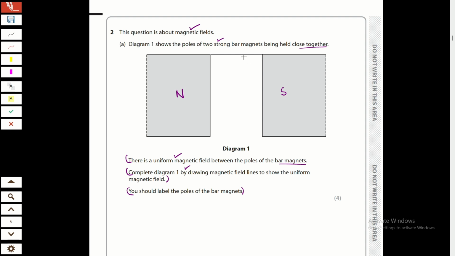So that's the first horizontal line, and we will have to just copy them, and we will have to place these lines at equal distances. Make sure you place these lines at equal distances. The lines must be drawn at equal distances because in a uniform magnetic field, the magnetic field lines are evenly spaced.